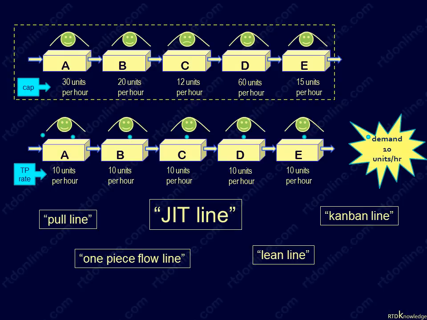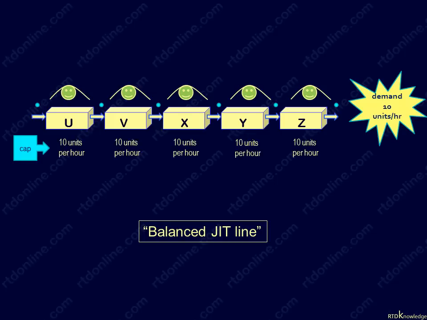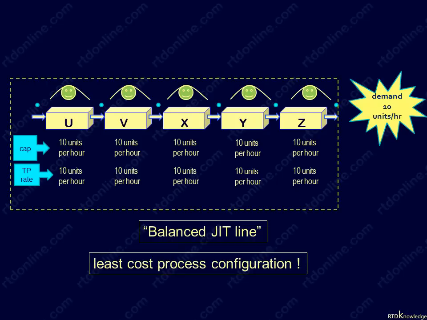The way to get around this weakness is to redesign your process or create a new one such that the line is balanced and every station's cycle time matches the takt time. In other words, the throughput rate of each station is its capacity. Direct labor utilization will be 100%, and work-in-process and finished goods inventory are virtually eliminated. The balanced just-in-time line will be the least cost process configuration.